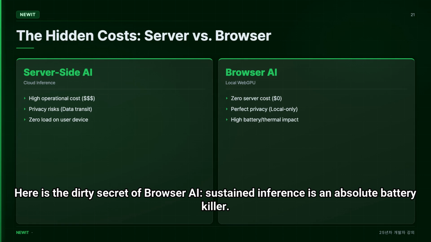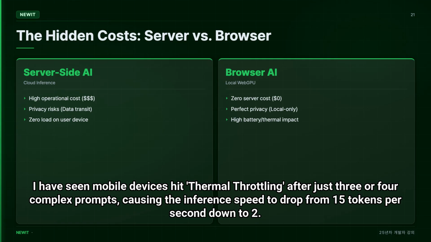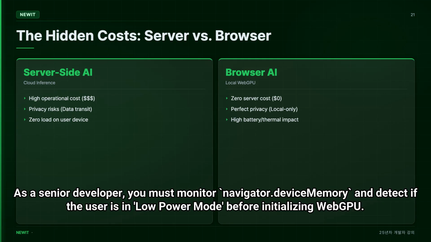Here is the dirty secret of browser AI. Sustained inference is an absolute battery killer. When you push a mobile GPU to 90% utilization for several minutes of continuous chatting, the device will heat up significantly. I have seen mobile devices hit thermal throttling after just 3 or 4 complex prompts, causing the inference speed to drop from 15 tokens per second down to 2. It's not just speed. The OS might start killing your browser tab to save the hardware.